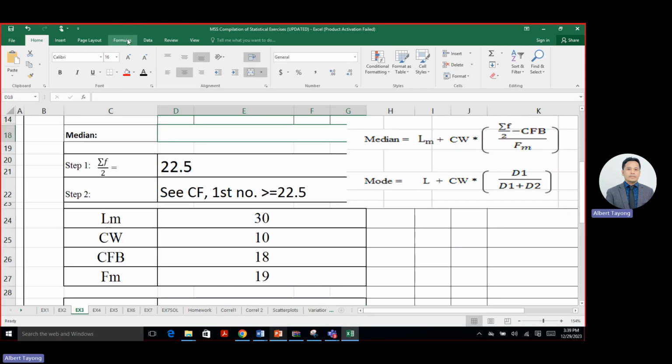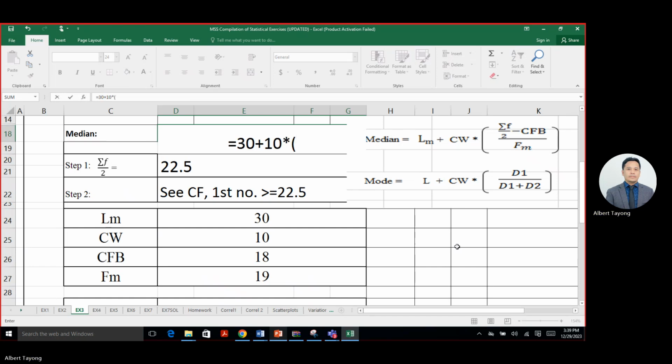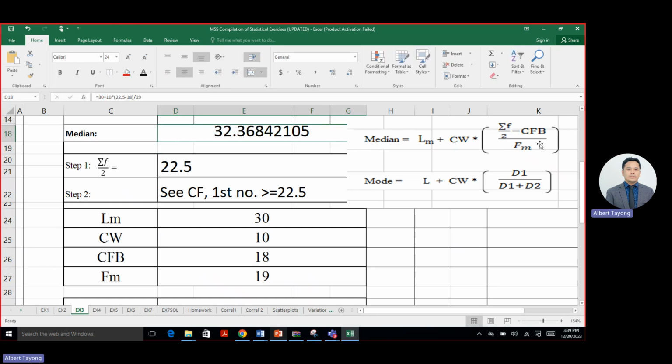Now we can find our median. We use the formula: LM, which is 30, plus 10, that is our CW, multiply 22.5, which is step 1, sigma f over 2, minus our CFB 18, close, divided by our frequency 19, that is our FM. So the answer is 32.368 something.